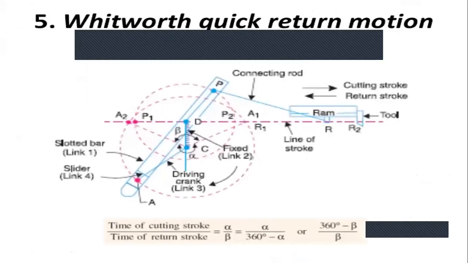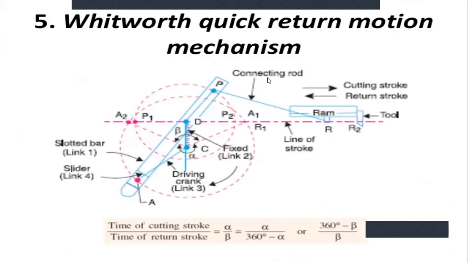Next we can see the Whitworth quick return motion mechanism. So this is the figure of the mechanism, in which it consists of two cranks. So this is the large crank and this is the small crank.